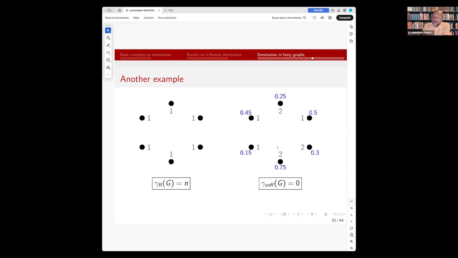Instead, when I consider a fuzzy graph, in this case, the mu value is always 0. That is to say, we have no edges in the fuzzy graph. Even if the labels are not 0, the total weight of this function for this graph is 0. So this is quite a different situation relative to the study of Roman domination in classical graphs.